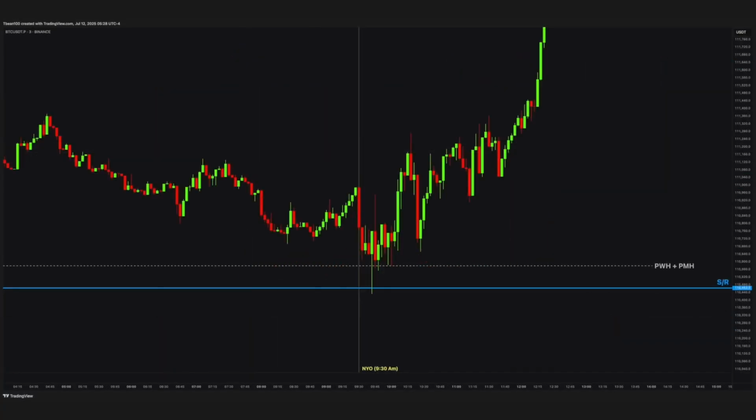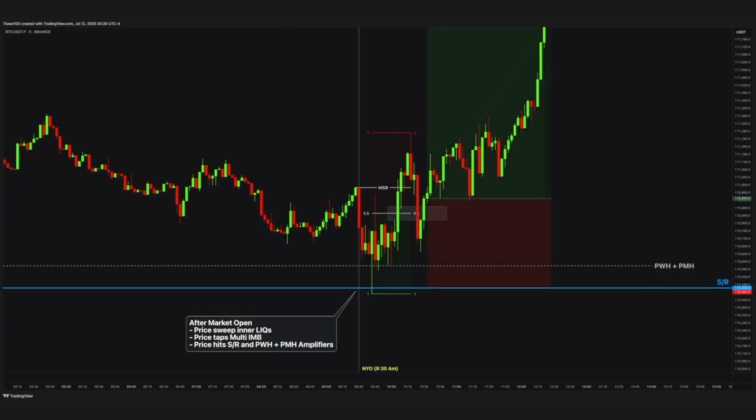Remember what is happening here. Price sweeps all the inner liquidity first. Then price taps all the multi-imbalances from multiple time frames on our best TradingView indicator. Then the price hits the great support and resistance flips with the amplifiers. The rest is a very classic price action structure break, imbalance, discount zones, and a 2-hour compact trade opportunity.